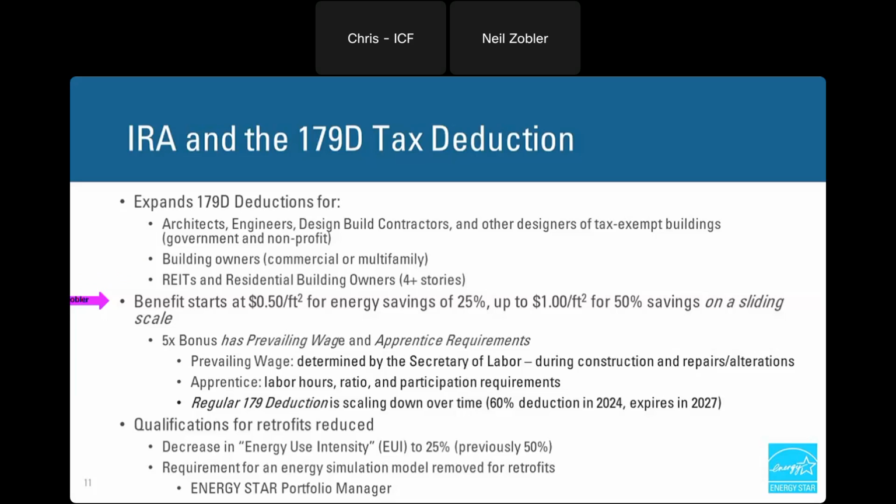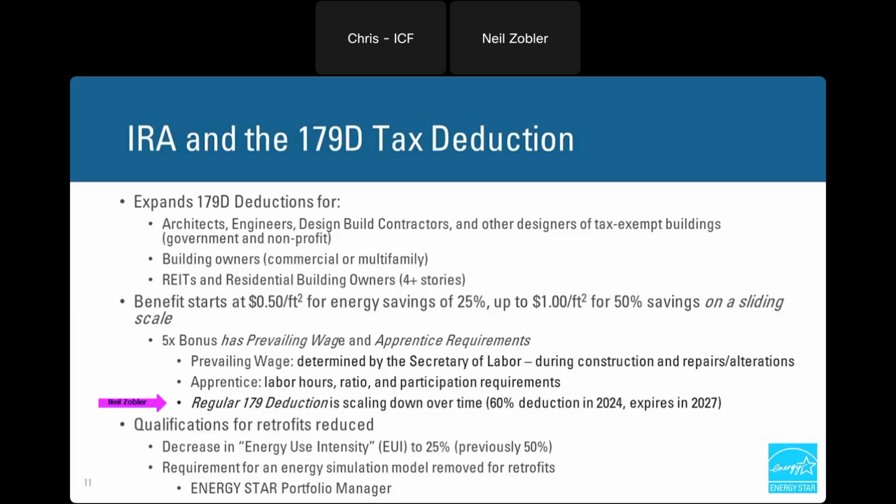In order to get the 5X bonus, you have prevailing wage and apprentice requirements. What does that mean? Well, you have to pay prevailing wage. Who decides that? Secretary of Labor. You have to pay it during construction, repairs, and alterations going into the future. You also have a requirement for apprentices to participate in the project. And in order to qualify, you need to track labor hours, ratios, participation requirements, etc.